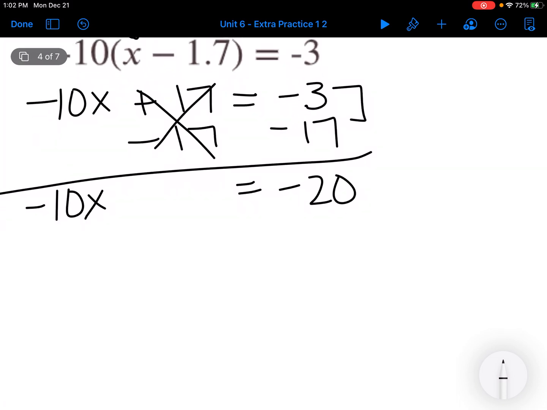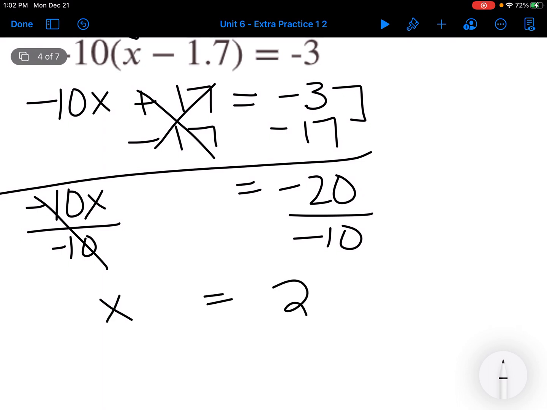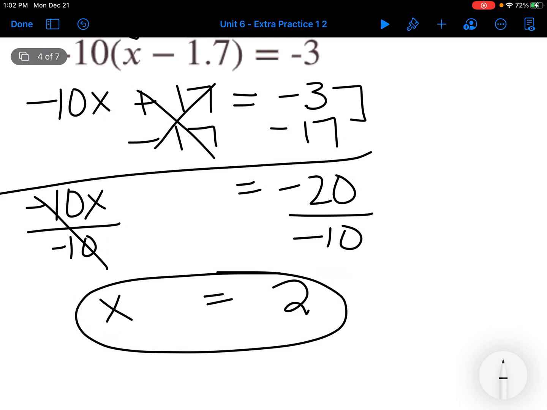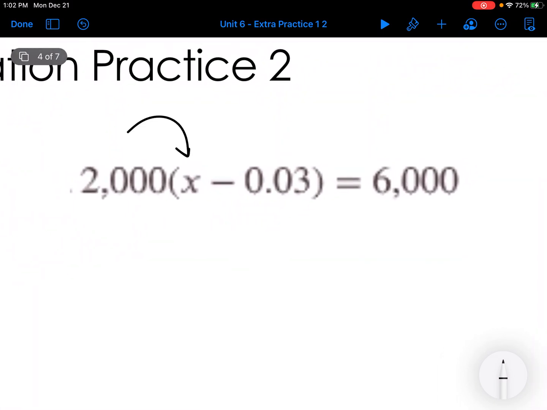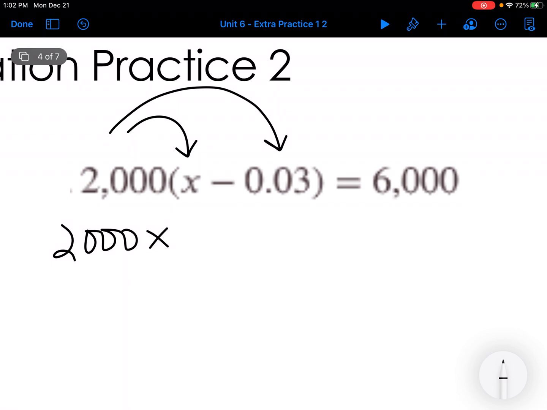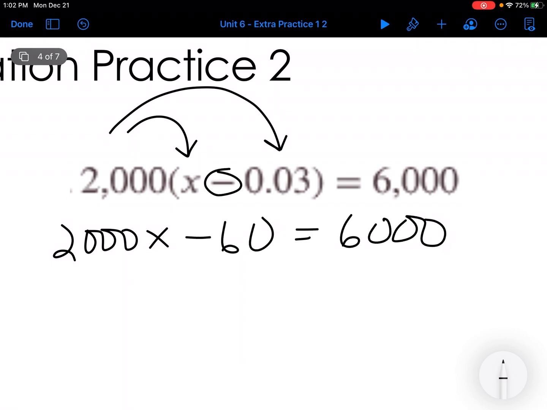All right, so I want to get x by itself, so I'm going to divide by negative 10 on each side. Negative 10 divided by negative 10 is going to leave me with 1, and 20 divided by 10 is 2. My signs are the same, so it's going to be a positive 2. All right, 2,000 times x is going to be 2,000x. 2,000 times 3/100. So I'm using my calculator. I get 60, and it's a negative 60, equals 6,000.